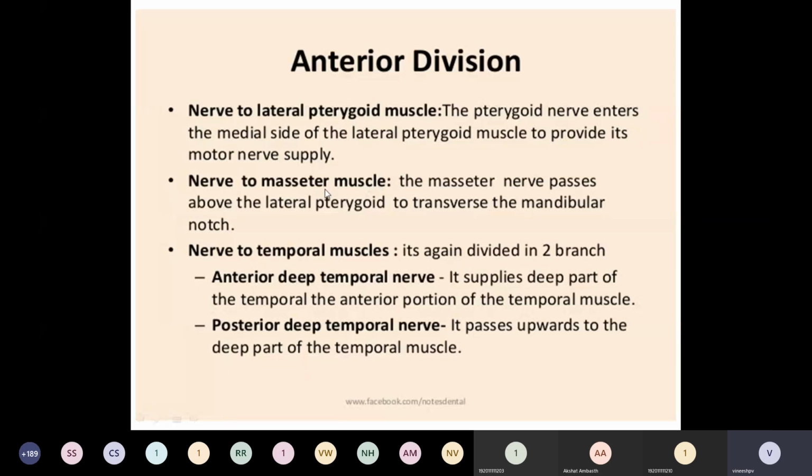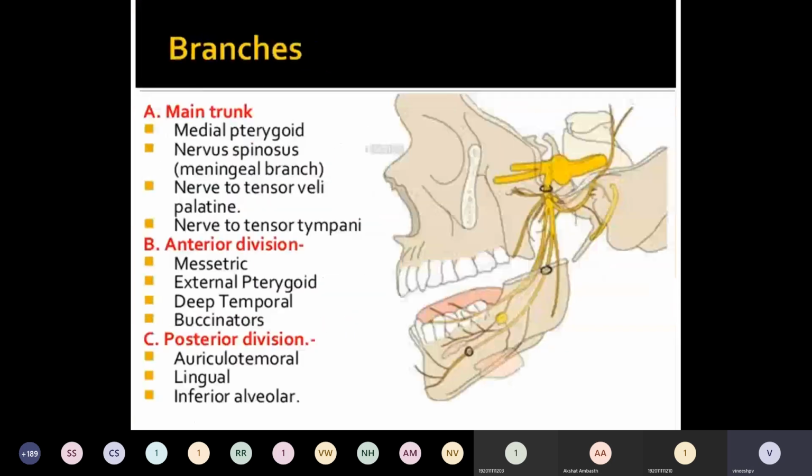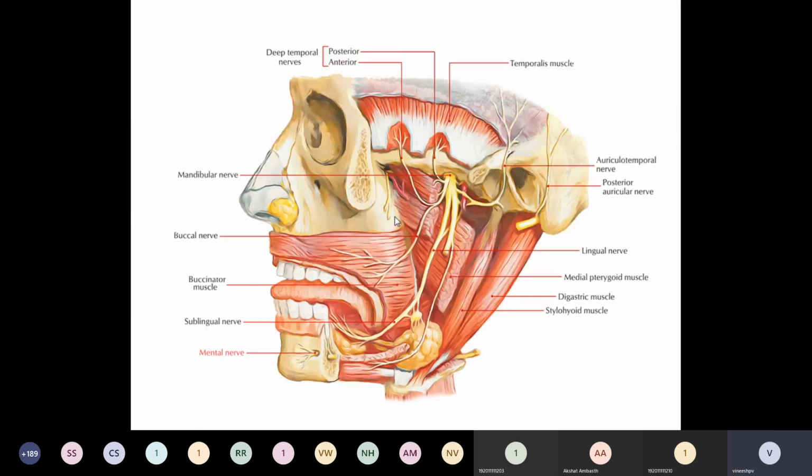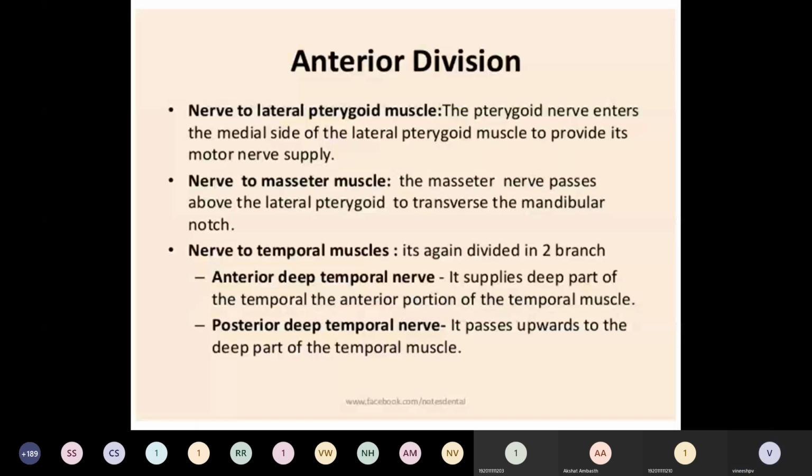muscle, the masseteric nerve, passes through the mandibular notch. When you are asked about the mandible in exams, you are supposed to know where the mandibular notch is, and I will show you. See, this notch here, it is the mandibular notch. So from inside, through this mandibular notch, the masseteric nerve comes out and supplies the masseter muscle.